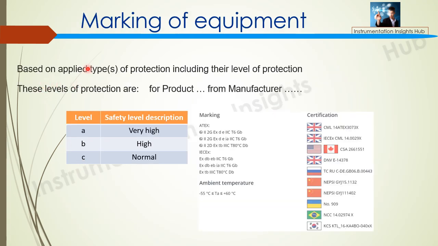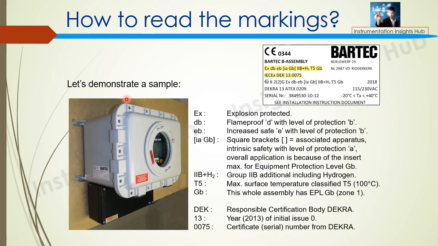Now comes the marking of equipment. If you see this is the standard marking, where Ex is explosion proof, 2G Ex d, and IIC T6 Gb, where Gb is the EPL, explosive protection level. So if you see any equipment installed in a hazardous area, you must see the marking of the equipment and know how to read it. How to read the marking? Now we will see that.